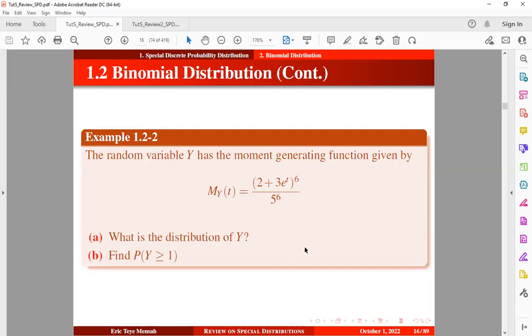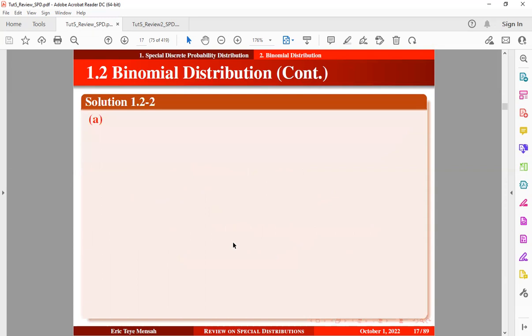The random variable Y has the moment generating function defined below. We want to find the distribution of Y, and secondly, we want to find the probability that Y is greater than or equal to 1. So let's take a look at the first solution. We know that the moment generating function is given in this form, and this can be expressed in this form, which can also be expressed in this form.